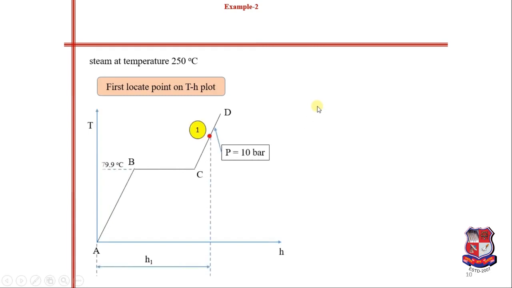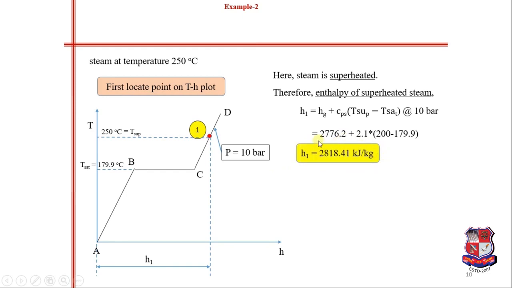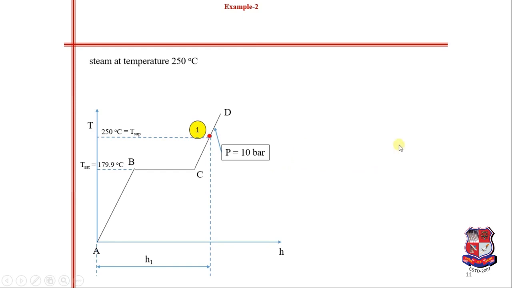Okay. So first we are required to find enthalpy. Here steam is superheated, therefore enthalpy of superheated steam H1 is equal to Hg, means enthalpy up to point C, it is enthalpy of dry saturated steam, plus Cps into T super minus T saturated at 10 bar pressure. Okay, we are doing this at 10 bar pressure. So just substitute the values and you will get the enthalpy as 2818.41 kilojoule per kg.